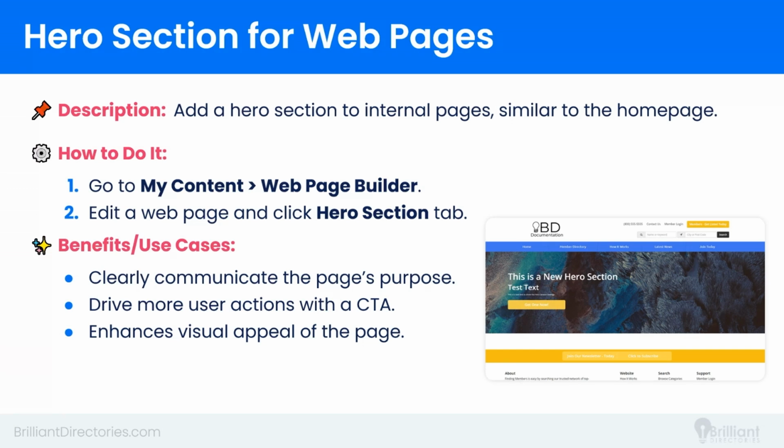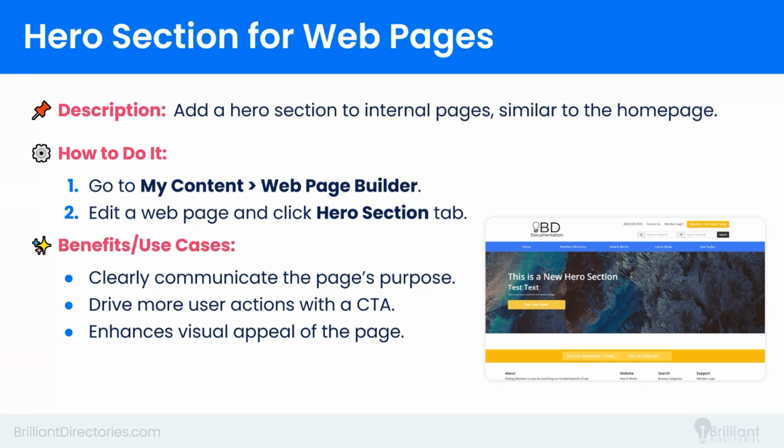So by adding these hero sections to the individual web pages on your site, you can really do, in some cases, a better job of clearly communicating what that specific web page is for. You might really want to take advantage of this, especially on landing pages. And within this hero section, you can drive more user actions if you want to include a CTA. So maybe you have a button in there. Maybe you have an email input form. Again, if it's a landing page, maybe for an ebook or something like that. And otherwise, it can just help to enhance overall the visual appeal of one of the pages.